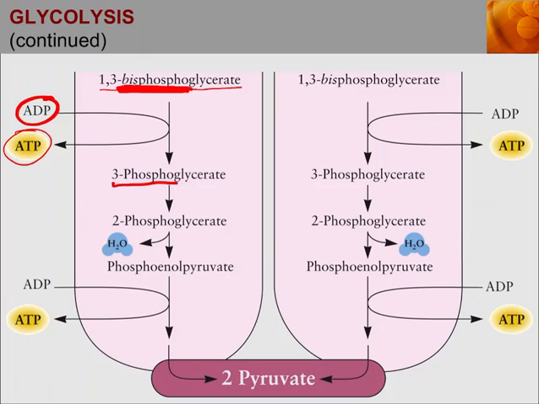Then we end up with 3-phosphoglycerate, which will become 2-phosphoglycerate. That becomes phosphoenolpyruvate. And then another ADP molecule comes in. It's going to take that phosphate group from phosphoenolpyruvate and become ATP. And then we end up with one of our pyruvate molecules on both sides for a total of 2 pyruvate molecules.